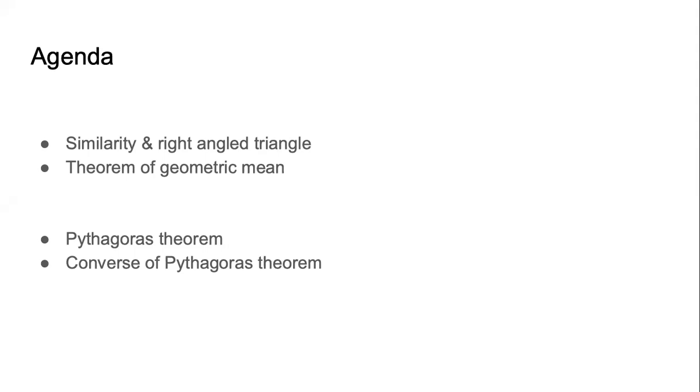We will use these two outcomes, similarity of right angle triangles and theorem of geometric mean, to prove the Pythagoras theorem. Finally, we will also prove the converse of Pythagoras theorem. Converse means the opposite, if then it interchanges.